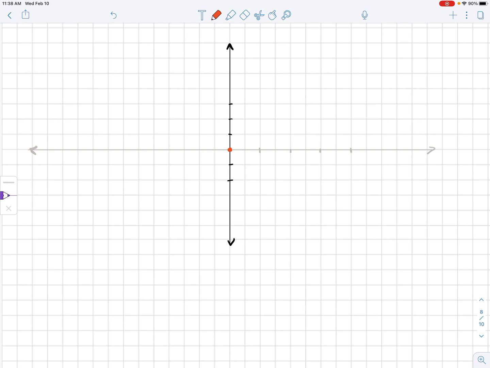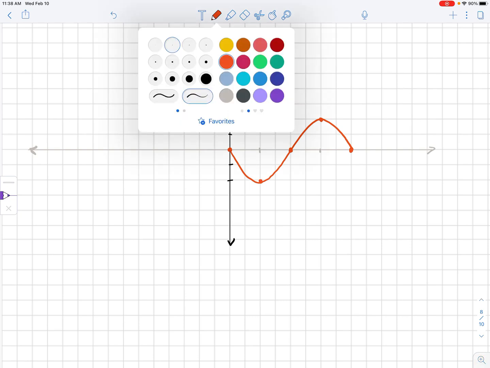So graphing our points, (0, 0), (pi over 8, -2), (pi over 4, 0), (3 pi over 8, 2), (pi over 2, 0). So that's for one period. Again, you have the option of extending the graph now, because this graph is being asked to graph over all real numbers. I'm okay with just the 1 period, but you might want to extend it.